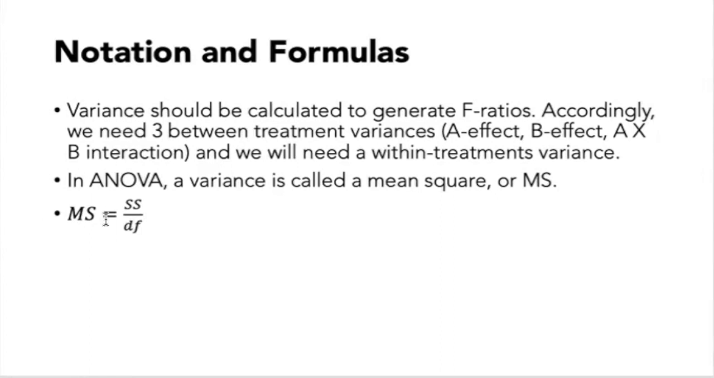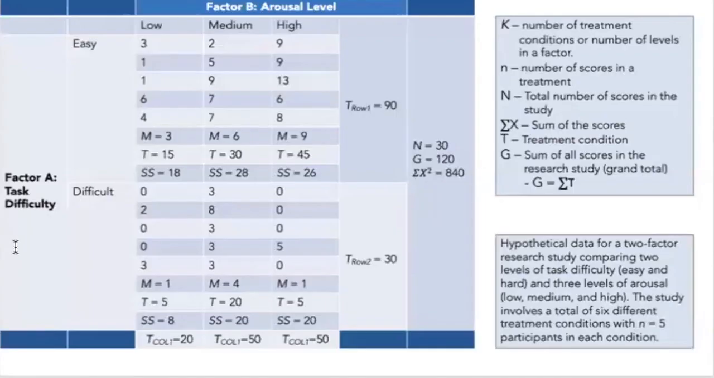Now, sum of squares and degrees of freedom have to be calculated. If you watch my previous video on manual computations, I have explained very clearly how to get the mean and also the sum of squares. Now here we have some hypothetical data, but this is for a different study. Here we have arousal level and difficulty. For arousal level, we have three groups: low, medium, high. For difficulty, we have easy and difficult.